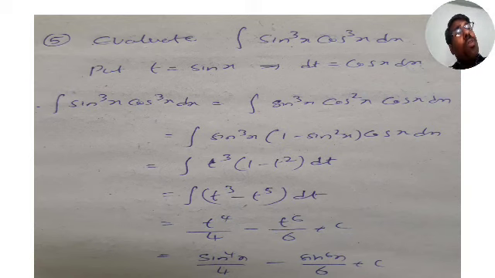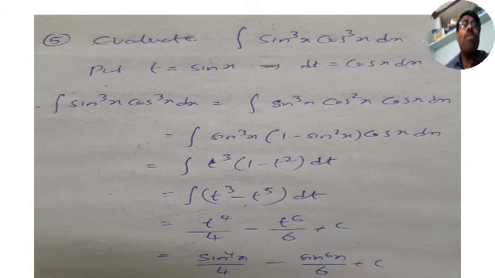But here both are odd numbers and they are equal. 3 and 3, they are equal. If both are odd and they are equal, you can take t is equal to sin x, or you can take t is equal to cos x. I did the problem with t is equal to sin x. You can also do the problem with t is equal to cos x. Are you getting? So this is my fifth problem.